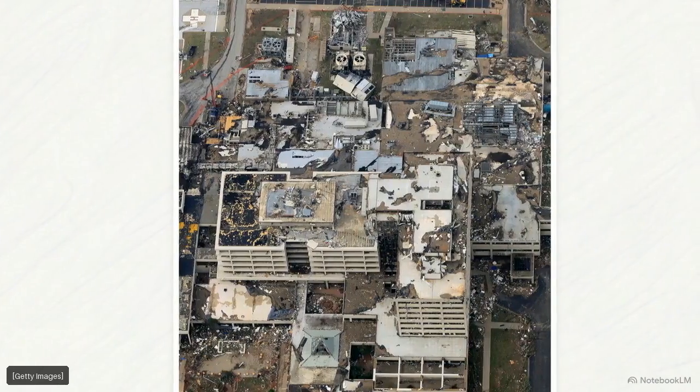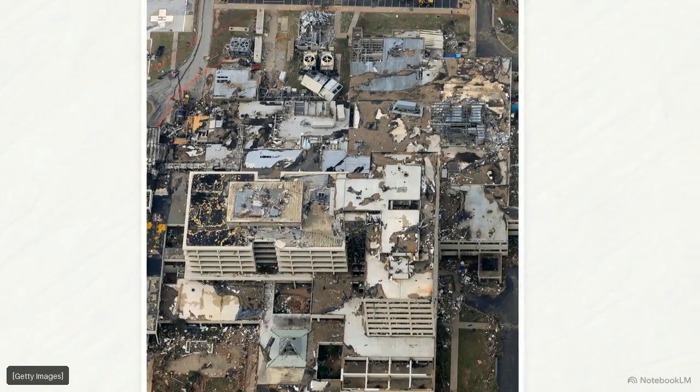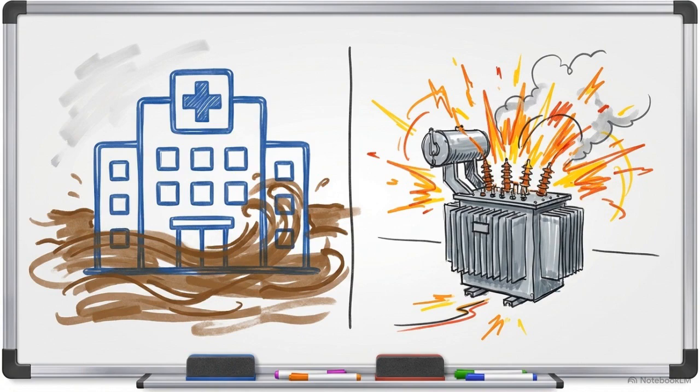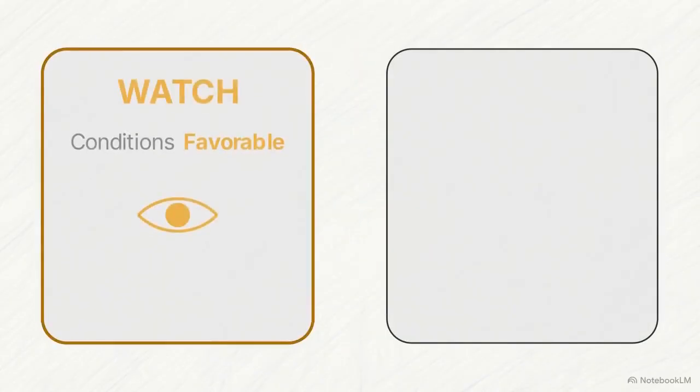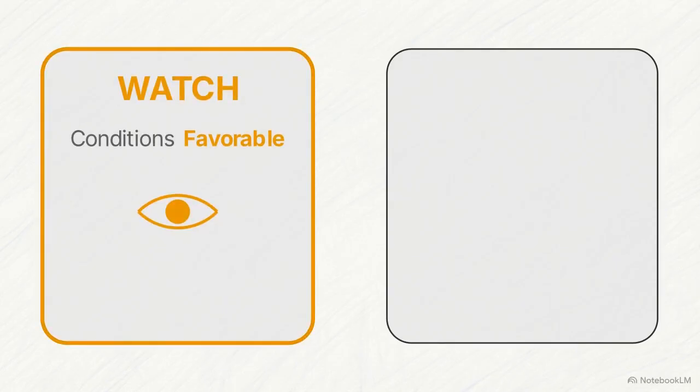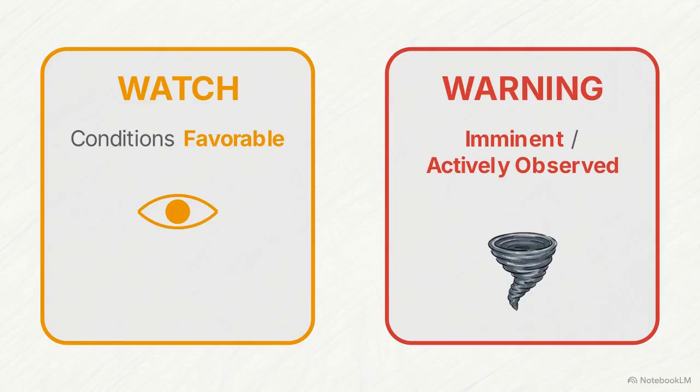When catastrophic weather strikes, it violently disrupts the hospital's physical environment. High winds, flash floods, or tectonic shifts can shatter infrastructure and cut off vital power grids. You must differentiate meteorological terminology to act appropriately. A watch means conditions are favorable for a hazard to develop. A warning indicates the hazard is imminent or actively observed, requiring immediate life-saving action.